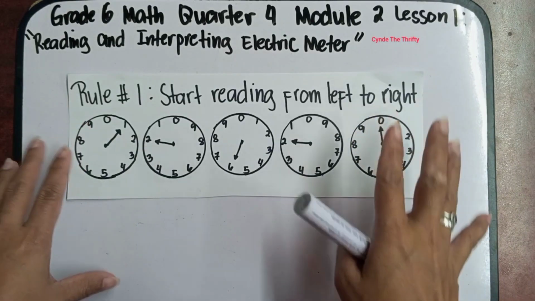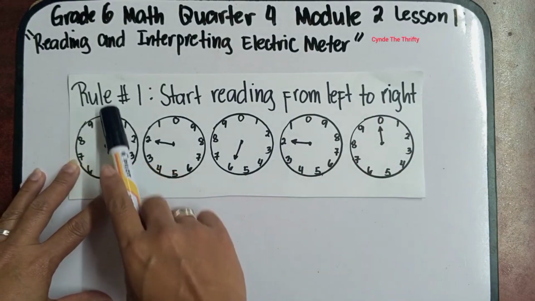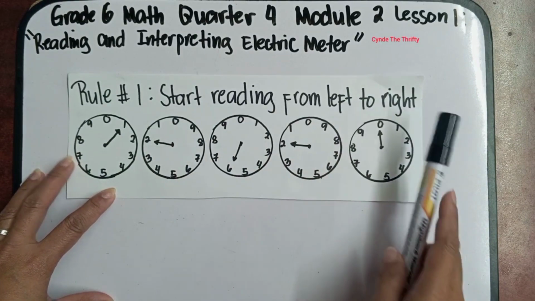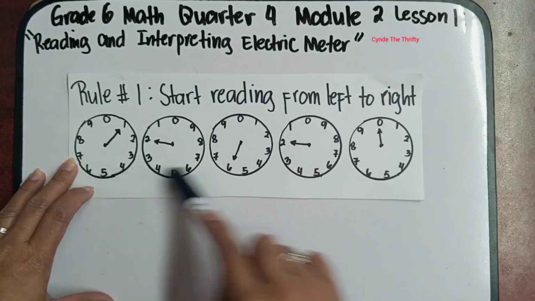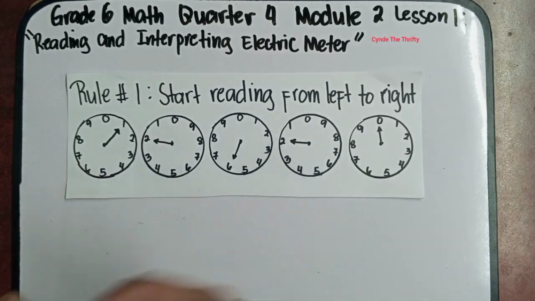Meron tayong rules sa pagbasa ng ating electric meter. So, ang unang rule natin, rule number 1, start reading from left to right. So, mag-start tayo dito sa left, papunta tayo sa right. So, ngayon is basahin na natin itong ating electric meter.